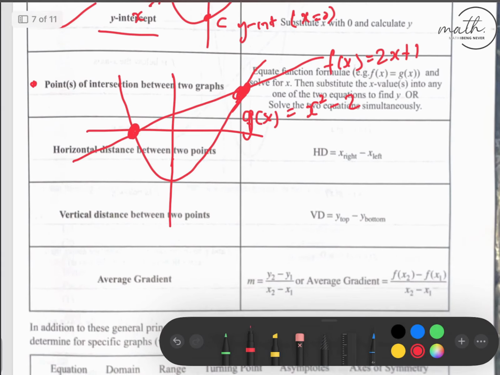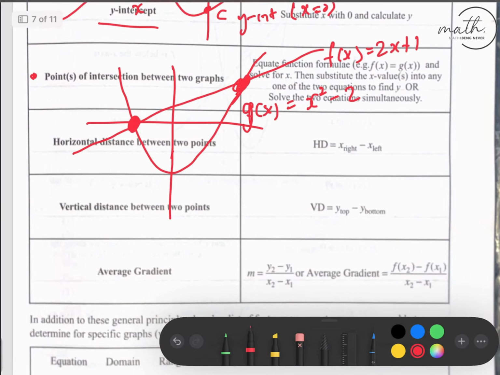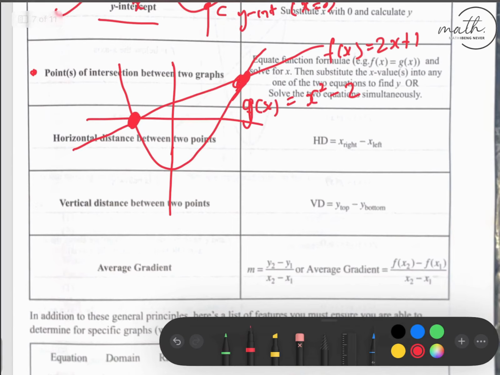To find these 2 points, again, this works with any function, whether it's a parabola, a straight line, an exponential, hyperbola. To find the point of intersection where they meet, you just equate the 2 equations. So you say this is equal to this. So you just say 2x plus 1 is equal to x squared minus 2. Then you solve for x. That means you move them to one side, and then it's going to be a quadratic equation, and then you solve. That is this one.